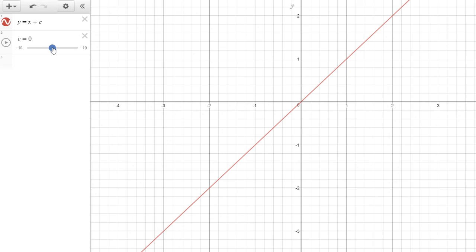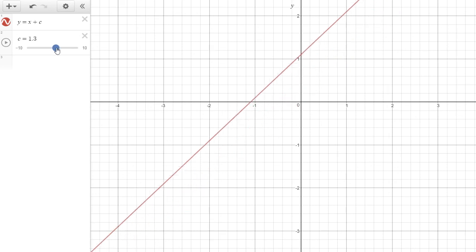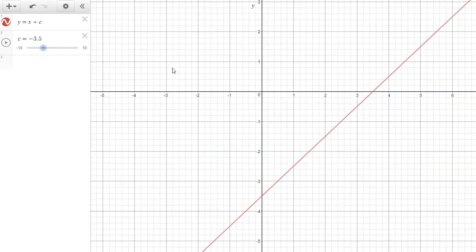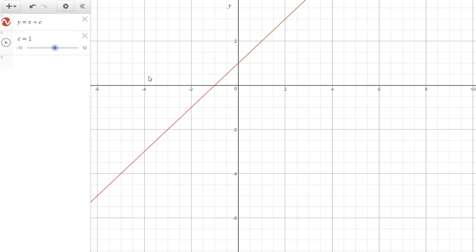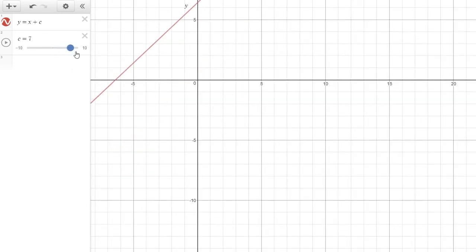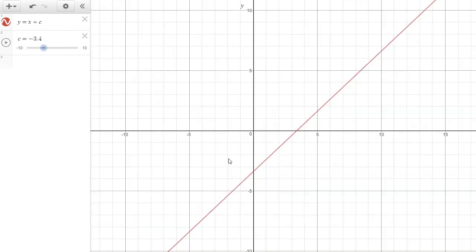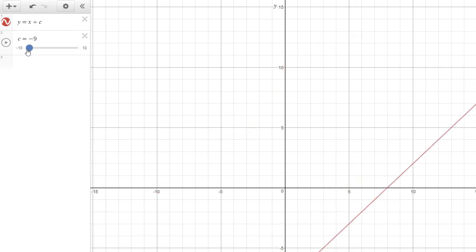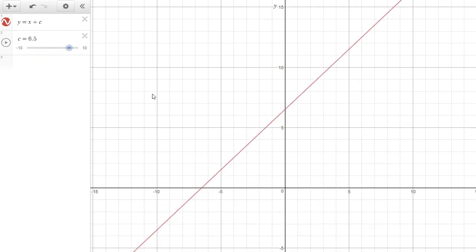So if we increase that to 1, you can see it going up to 1, 2, running all the way up, or we can run it all the way down. If I zoom out you'll see it runs all the way down to -10, and all the way up to 10. Okay, so now we've got a way of representing y equals x plus some value c, which will allow us to represent every line that runs parallel to y equals x.